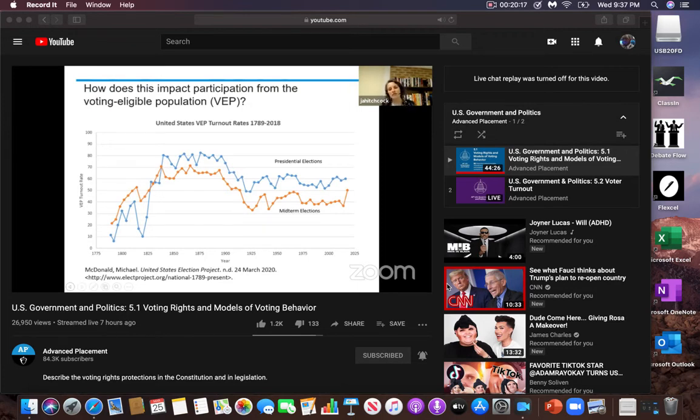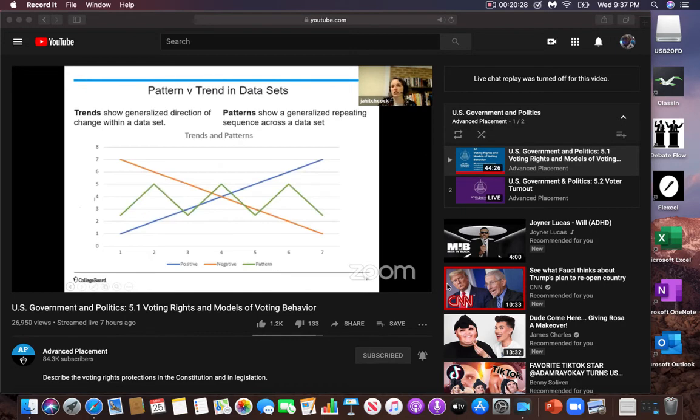So if we have that in mind and we turn to looking at the VEP turnout rates from 1789 to 2018, we may start to see a pattern or a trend. Now, I want to talk to you for just a second about the difference between trends and patterns. This might be a little bit busy, but I really wanted to have it all in one slide. When we're talking about trends, it's a generalized directional change within a data set. It doesn't have to be perfect. I gave you an example here of something that probably would never happen in real life.